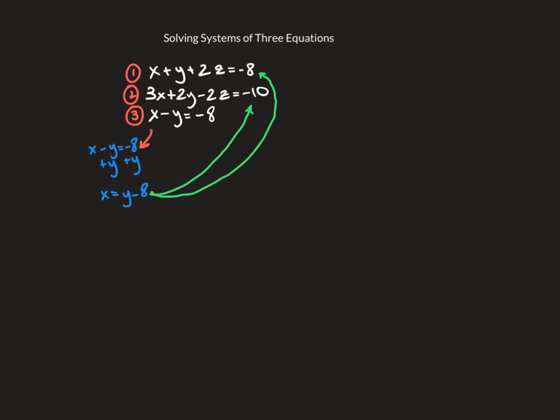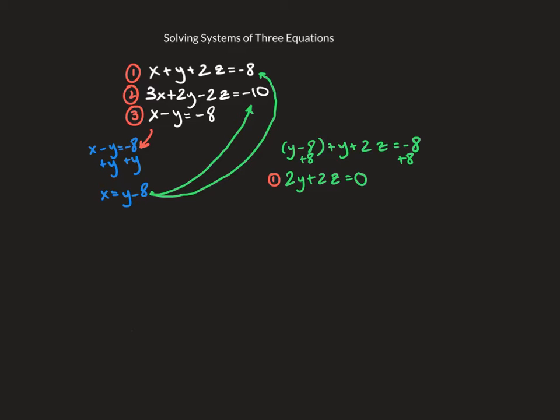So you've got x, right? So it'll be y minus 8, which is just our x value, plus y plus 2z equals negative 8. So let's go ahead and solve that. So y minus 8 plus y, that's just 2y plus 2z. We'll go plus 8 is equal to 0. So that's our first equation. I'll relabel this as the product of our first equation.